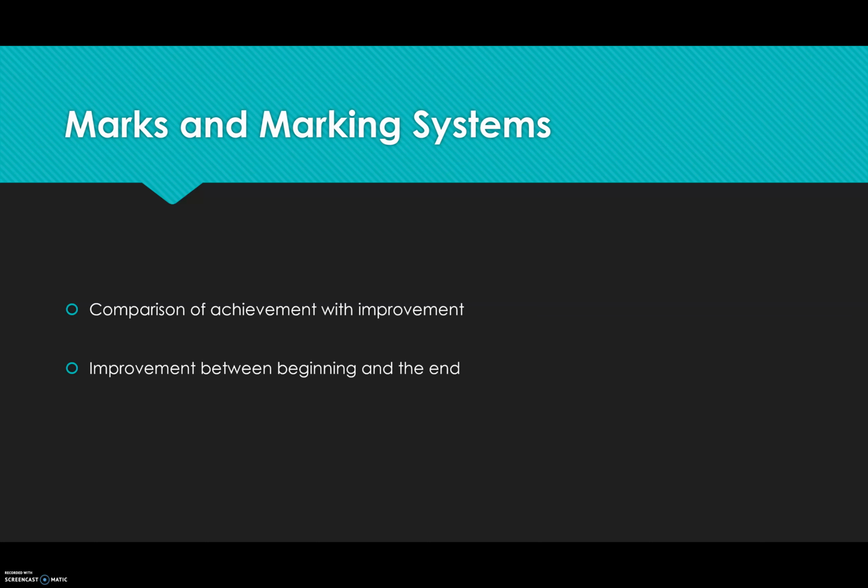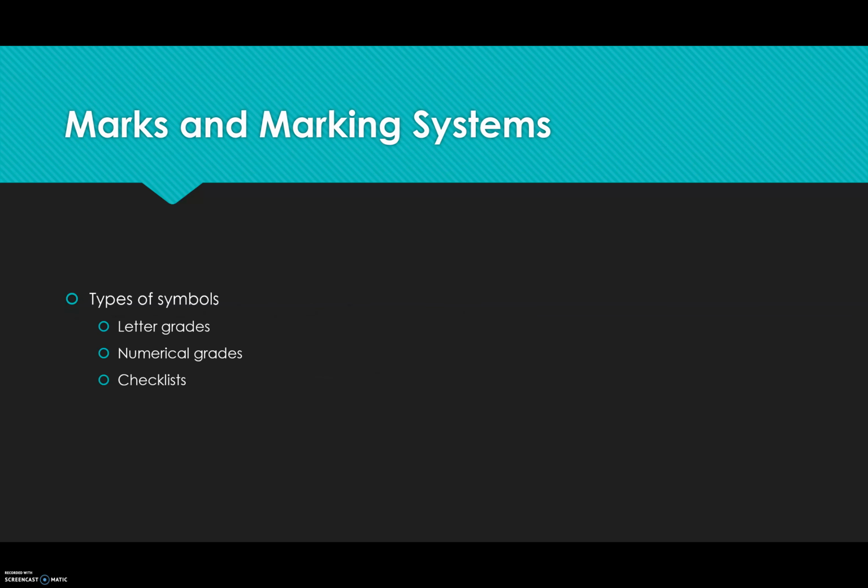Comparison of achievement with improvement is another marking system that many believe to be flawed. It is based on pre-test and post-test improvements. Those students who show the greatest progress earn the highest grade. This could seem to reward those who started out the lowest and penalize students who had a stronger knowledge base on the pre-test. A variety of symbols have been used within marking systems.